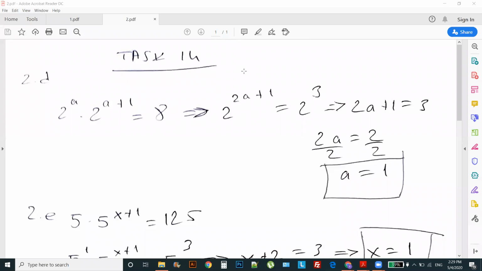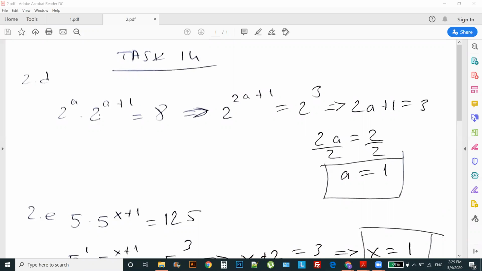Okay, guys, this is the second part of task 14. I'm going to start with question 2D. The question is saying 2 to the power of a times 2 to the power of a plus 1 equals 8. How are we going to solve this question now?